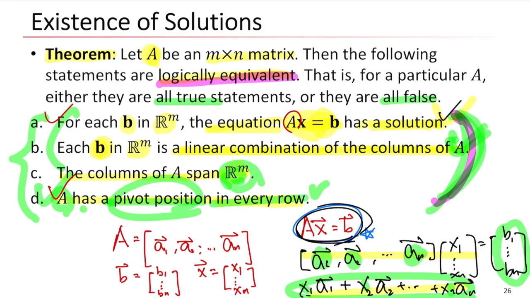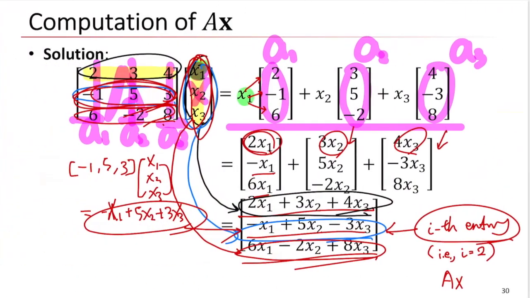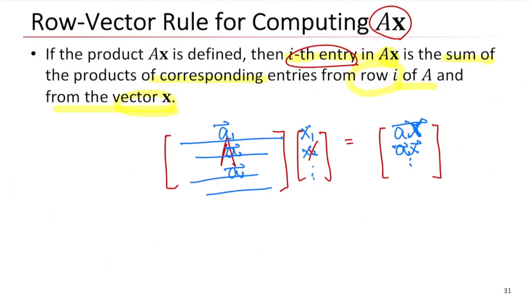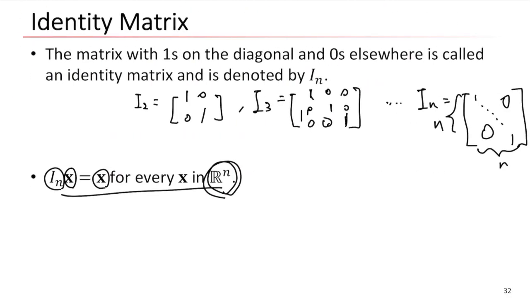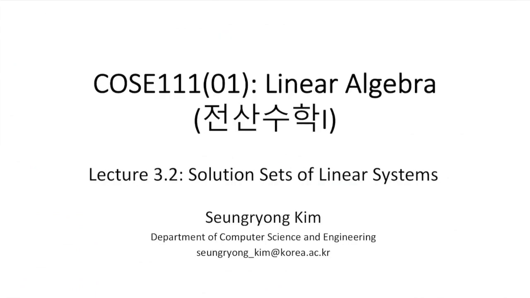So let's continue, right? We also were talking about the computation of Ax. To compute A times vector x, this one is this row vector times this column vector, and this one is this row vector times this one. This one was this row vector times this one. So this is the rule of matrix and vector multiplication, right? Okay, let's move on to today's lecture.